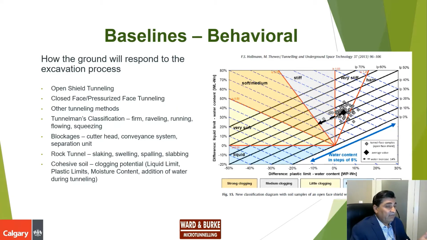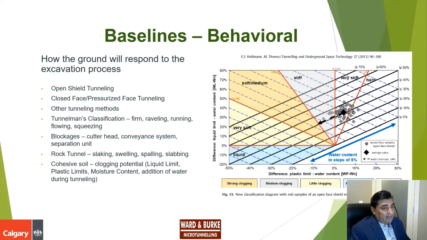Gravel will not flow if you don't excavate, and if it is confined, it will not flow. But when it is unconfined, you excavate and there is an open face, then it will flow. While in closed face microtunneling machines, that's not the case because the face will support it. There is a very good document, Tunnelman's classification system, that provides behavioral aspects of different grounds. For example, firm, raveling, running, flowing, squeezing are different behaviors of the ground when the ground is unsupported.